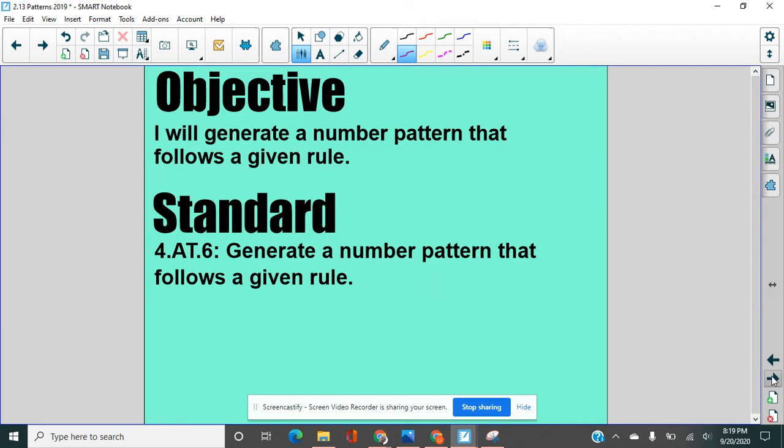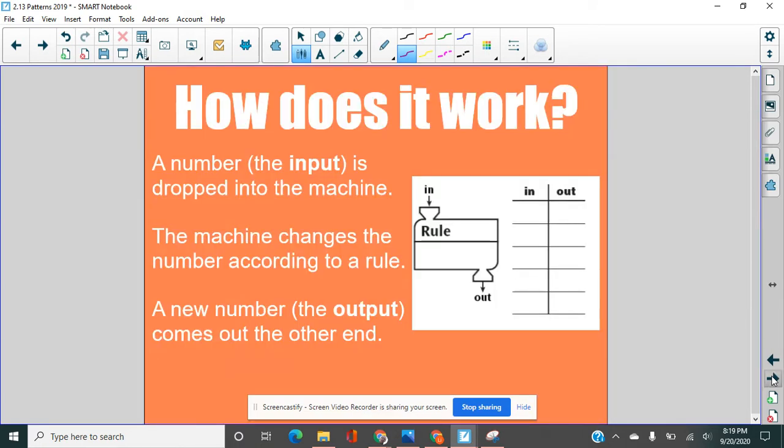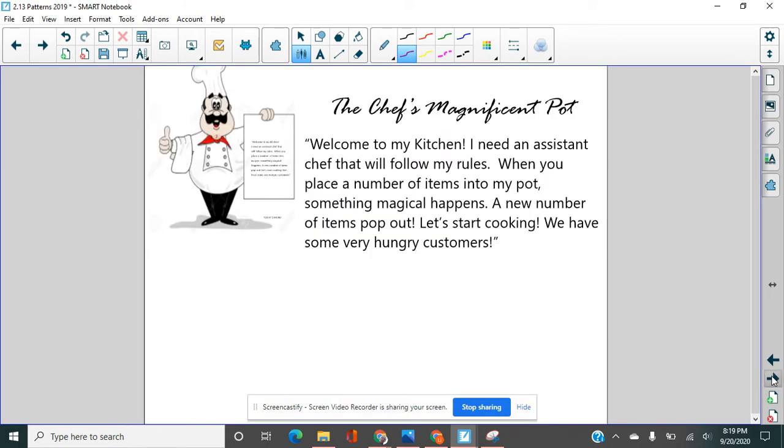Now, our goal here, right? We're working with number patterns that follow a given rule, right? These function machines kind of provide a pattern in their answers. So we've kind of talked about how it works.